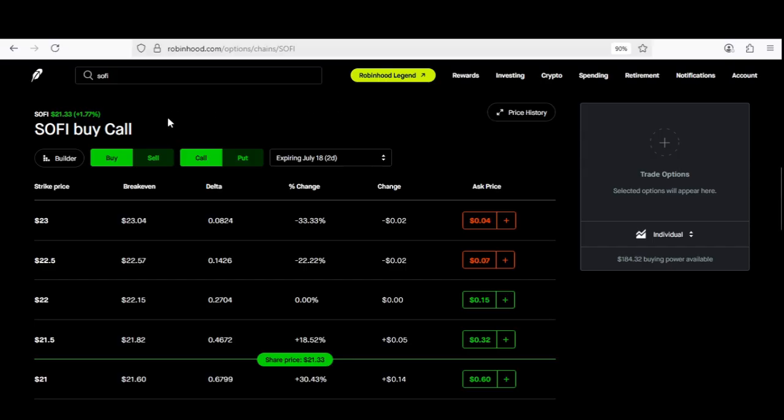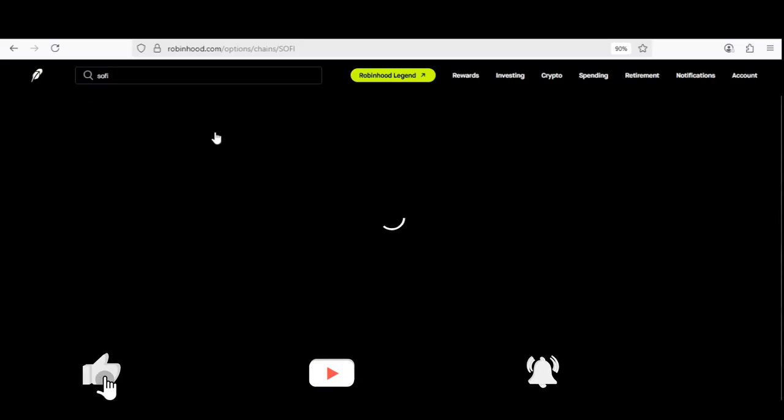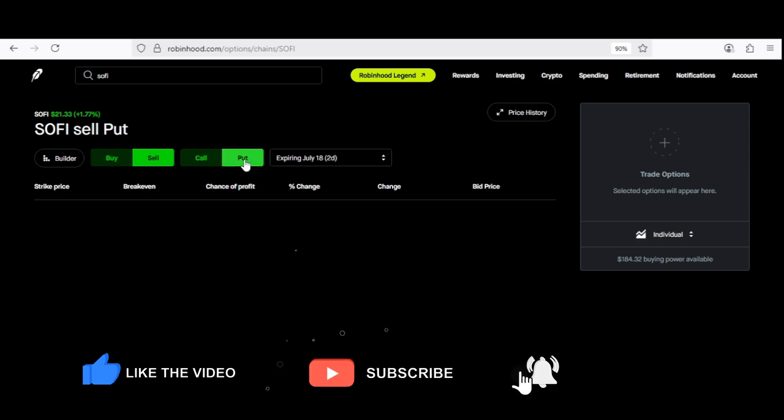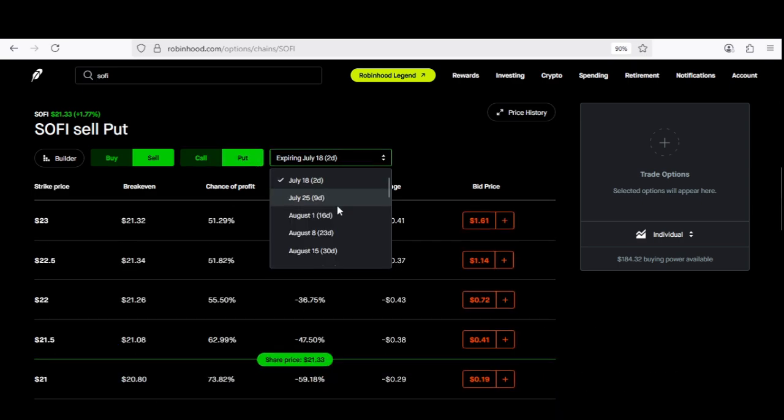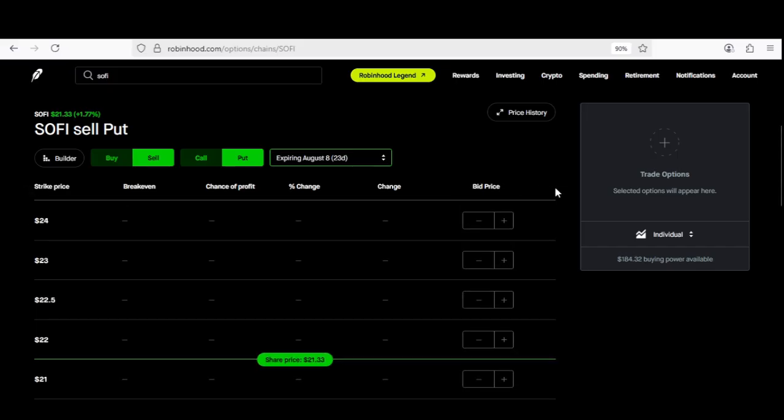So, to start off, the first stock is going to be SOFI. Now, the strategy we're going to be using, we're going to go to sell, we're going to go to put, and then we're going to go ahead and choose our expiration date. The date I'll be using is going to be August 8th, and that's going to give me 23 days to expiration. It's fine if you want to use August 15th or August 8th. They both work perfectly well. So let's go ahead and choose that.